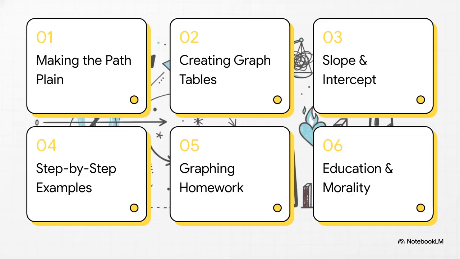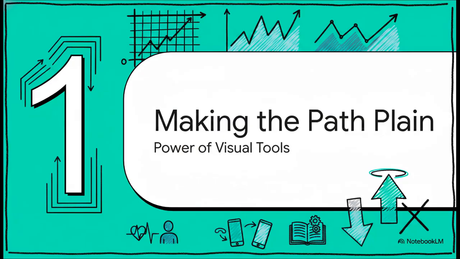So here is our roadmap for the lesson. First up, making the path plain. Second, creating graphing tables. Number 3, mastering slope and intercept. 4, step-by-step examples. 5, your graphing homework. And finally, number 6, education and biblical morality. We are absolutely going to crush our TEKS objectives today and, more importantly, understand the true, broader purpose of this entire journey.